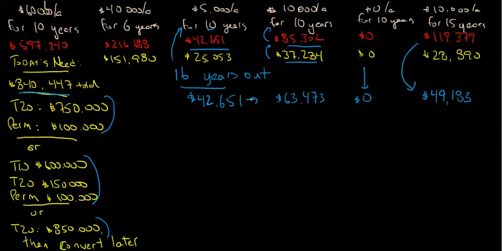And we can see then, we take 42,651 plus 63,473 plus 49,183, and the need here in 16 years, in total then, the amount of insurance that will have to be in place will be $155,307, as long as we've done everything accurately as far as our needs analysis calculations up here. So roughly $150,000 of permanent insurance.